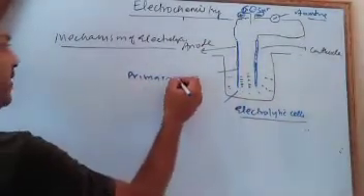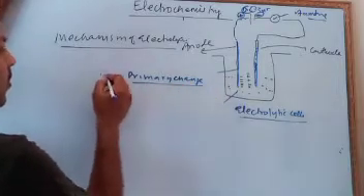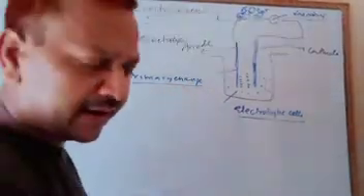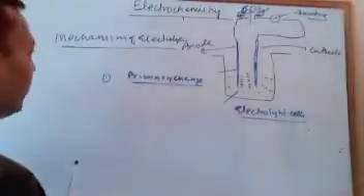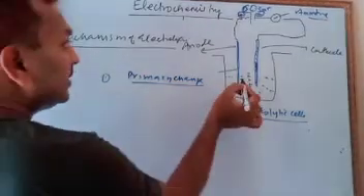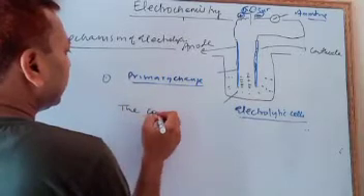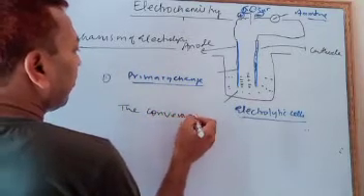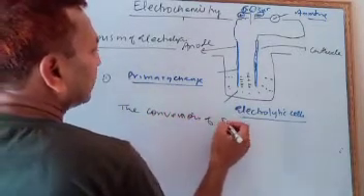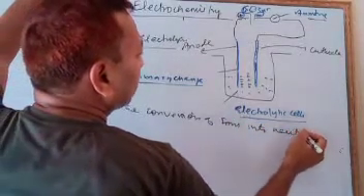Now what is the primary change? We all know oxidation takes place at the anode and reduction occurs at the cathode. This is a concept we know. Following this, what is the primary change? The conversion of ions into neutral species.